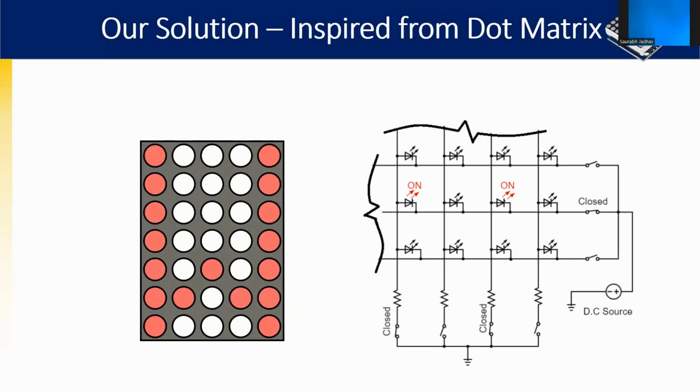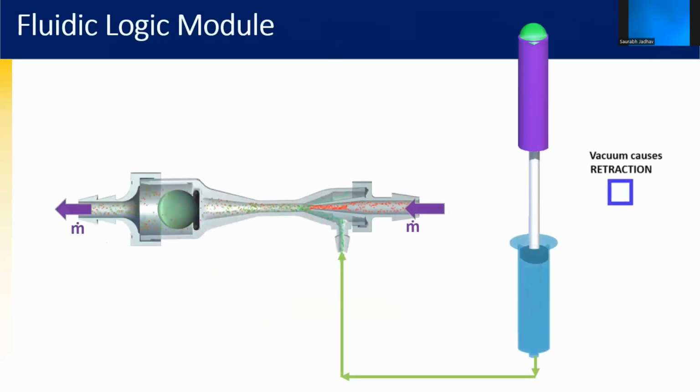Sequentially addressing each row of LEDs enables display of a particular image, with reliance on persistence of vision to maintain the perceived image. We take inspiration from how a dot matrix display works by controlling the flow of electricity through each row and column pair for our approach. We call our approach fluidic matrix circuits.